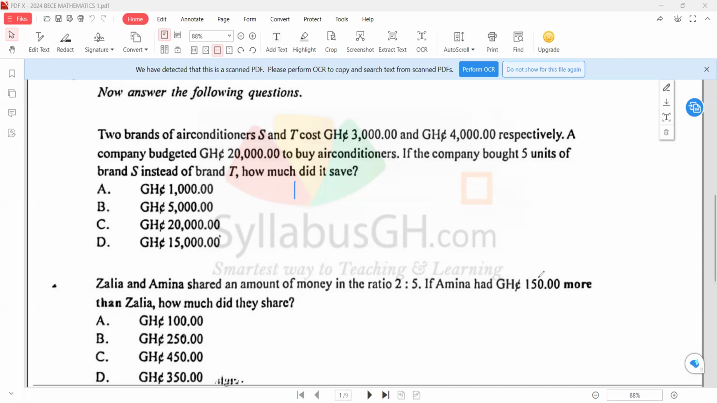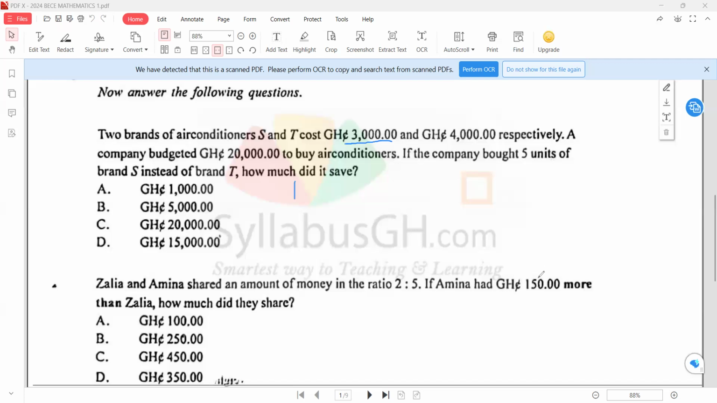Question number one: two brands of air conditioners, S and T, cost 3,000 Ghana cedis and 4,000 Ghana cedis respectively. The company budgeted 20,000 to buy air conditioners. The company bought 5 units of brand S instead of brand T. How much did they save? So the point is, how much is brand S costing? Brand S is costing 3,000 cedis.